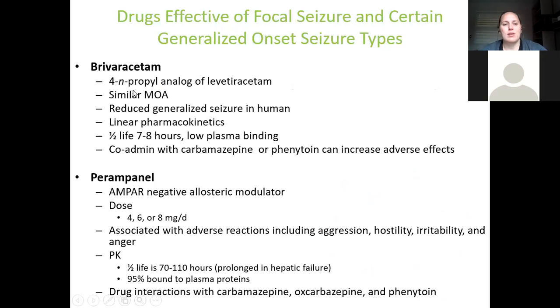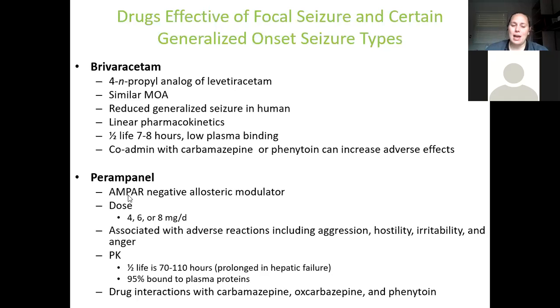Brivaracetam is a 4-n-propyl analog of levetiracetam. A similar mechanism of action, it affects that synaptic vesicle loading protein and reduces generalized seizures. It has linear pharmacokinetics, like some of the other anti-seizure drugs, and the half-life is 7 to 8 hours. Co-administration with carbamazepine and phenytoin can increase adverse effects, so that's something to take into account when prescribing this drug. Like I said, with these different drugs, different mechanisms of action are important to note.